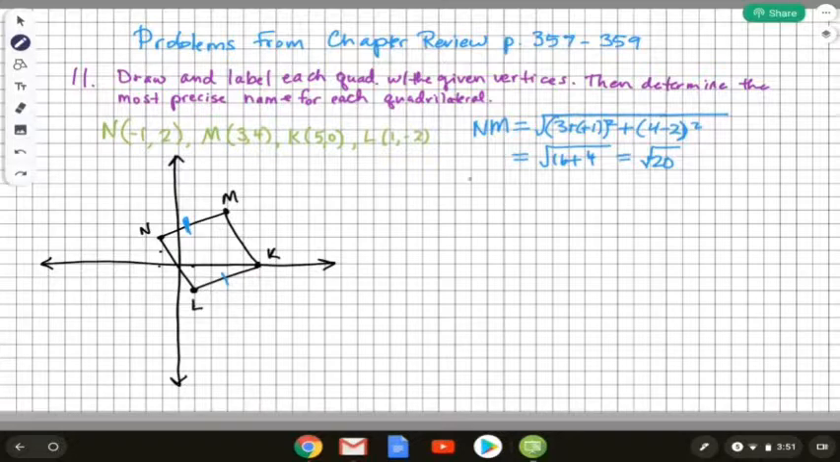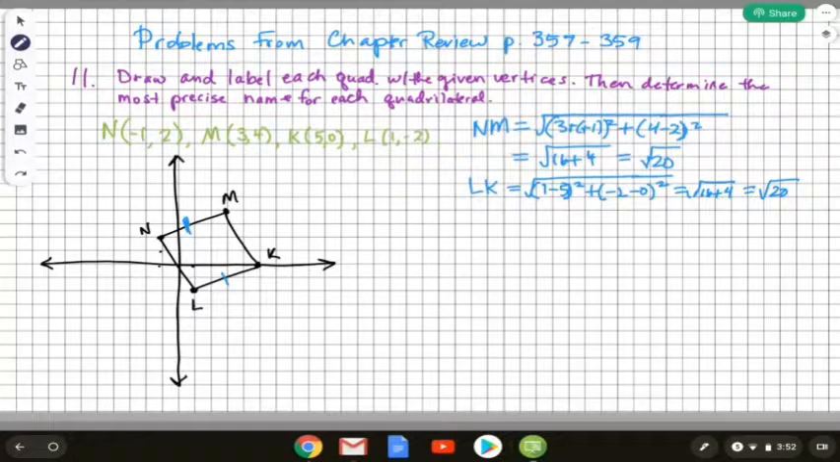All right, so LK will be 1 minus 5 squared plus negative 2 minus 0 squared. That's going to end up being negative 4 squared, which is 16, plus negative 2 squared, which is 4. So for that one, I also get the square root of 20. So I know that NM and LK are the same.